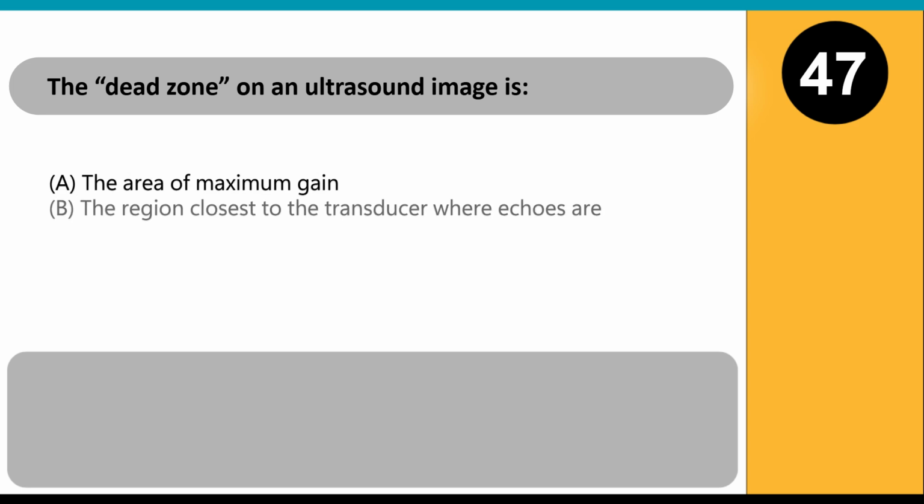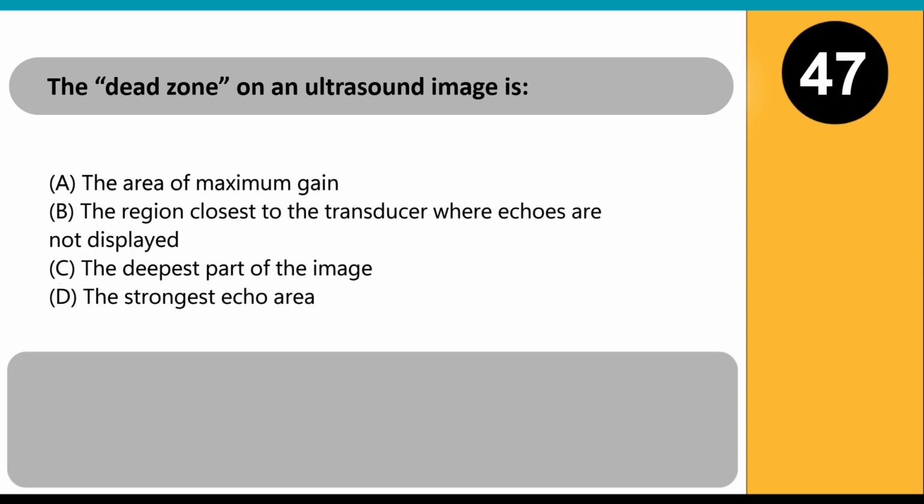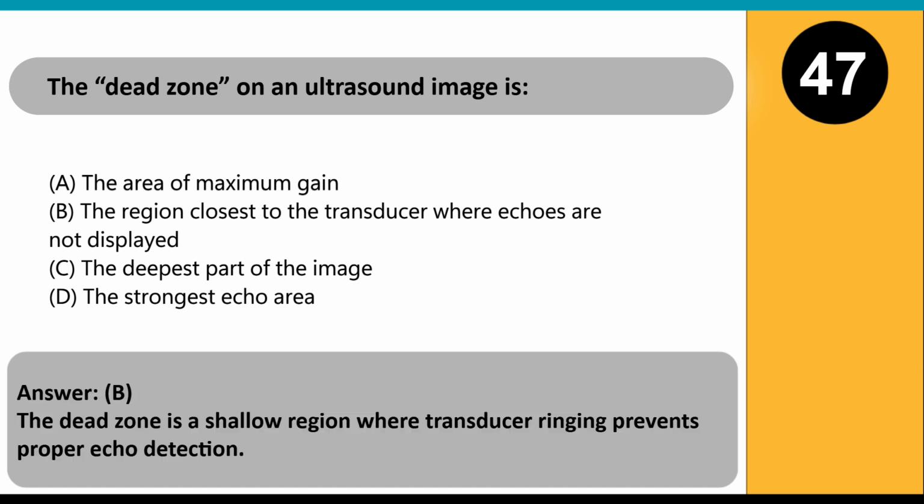The dead zone on an ultrasound image is A. The area of maximum gain. B. The region closest to the transducer where echoes are not displayed. C. The deepest part of the image. D. The strongest echo area. Answer B. The dead zone is a shallow region where transducer ringing prevents proper echo detection.